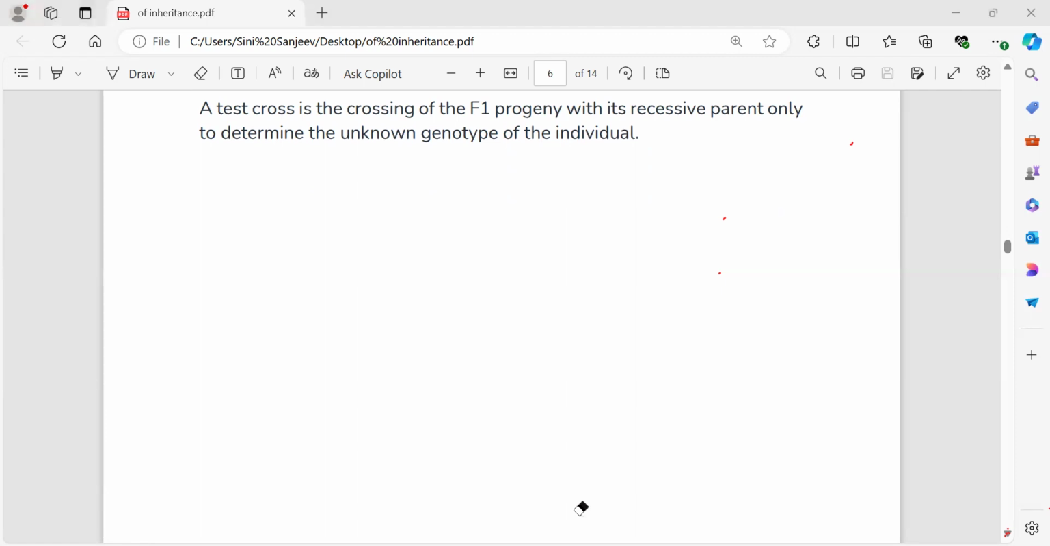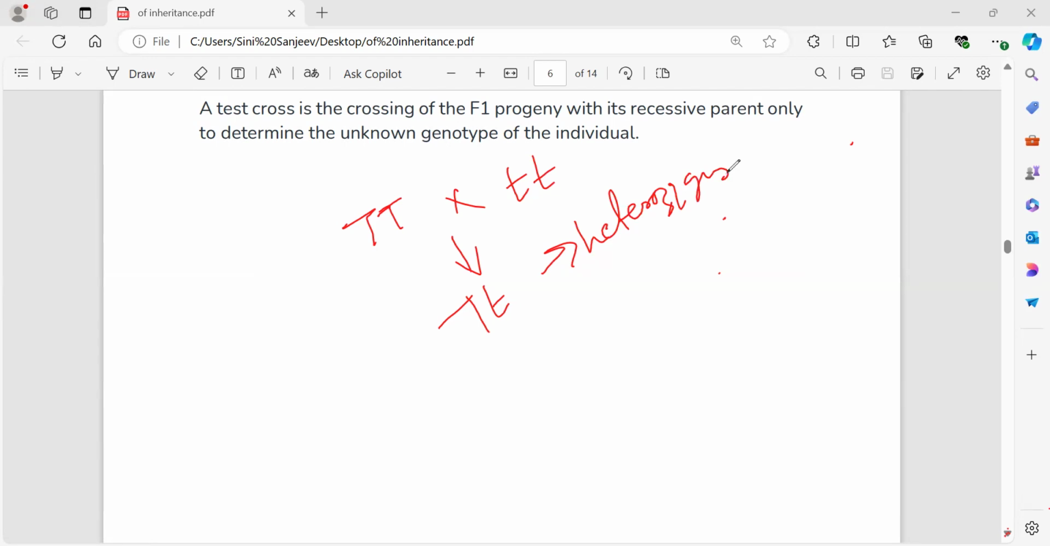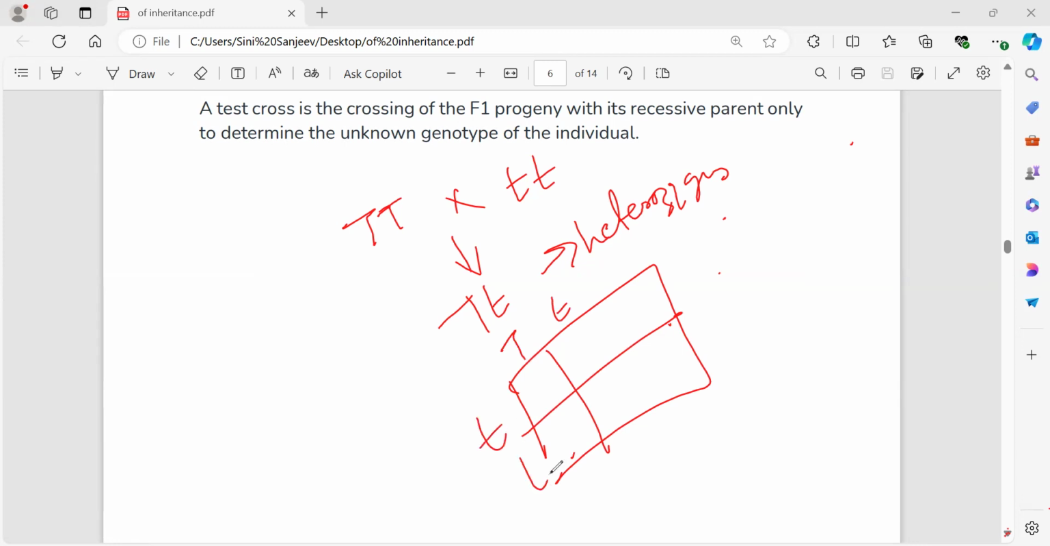I'm just going to draw over here. If you take TT crossed with small tt, whatever you get is capital T and small t, which is heterozygous. So when you cross it, that is when you test cross. Now when you draw a Punnett square, generally over here, two characteristics, you just have to put it here. So it will be like this.